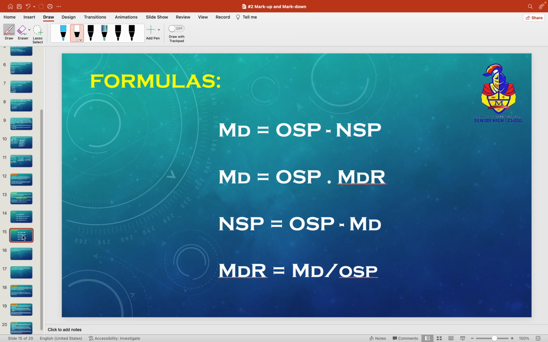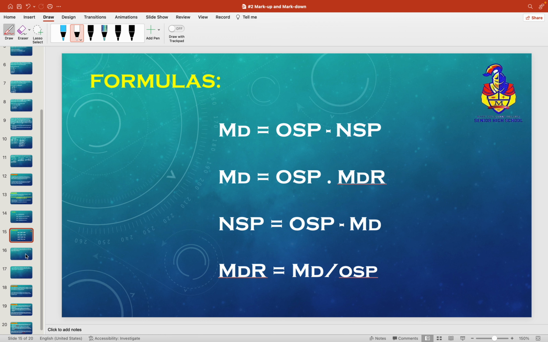So, the formula that we use to find the markdown, we have the original selling price minus the new selling price. The other way to get the markdown, we have the original selling price times the markdown rate. Then, the new selling price is equals to the original selling price minus the markdown. Then, to find for the markdown rate, it is equivalent to markdown divide by original selling price.